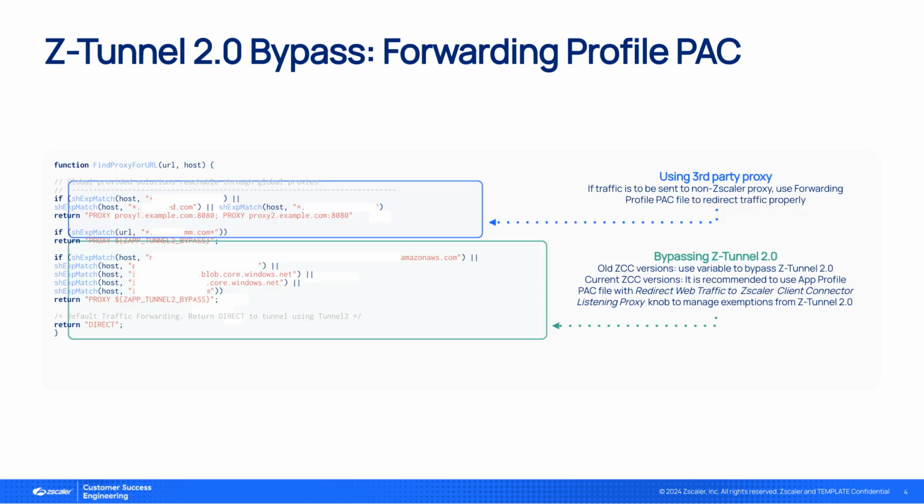The forwarding profile is also where you'll configure what traffic shouldn't be routed to ZCC in the first place. An example of this is if you want to use a third-party proxy to secure a portion of your traffic. The forwarding profile allows you to bypass this traffic before it reaches ZCC, so it can be routed to the appropriate third-party proxy. Note that for older versions of ZCC, prior to 2026, the forwarding profile is also where bypasses would be configured. This is no longer the case with current ZCC versions, which use the app profile instead. This will be discussed in the next video in this series.